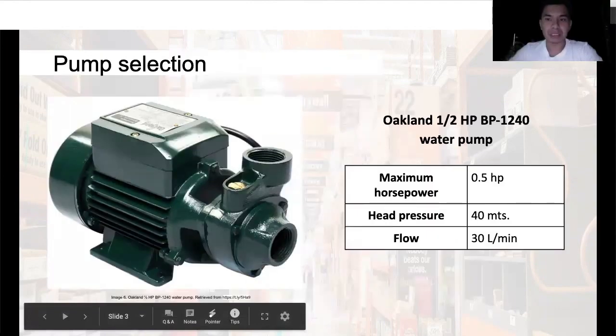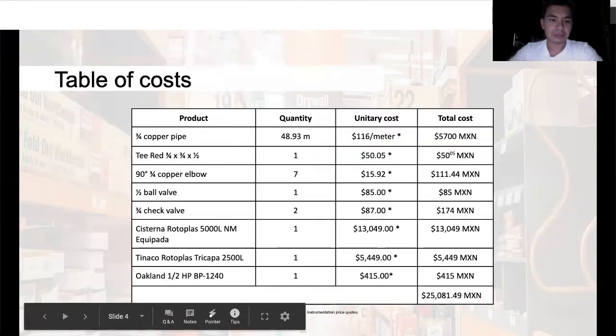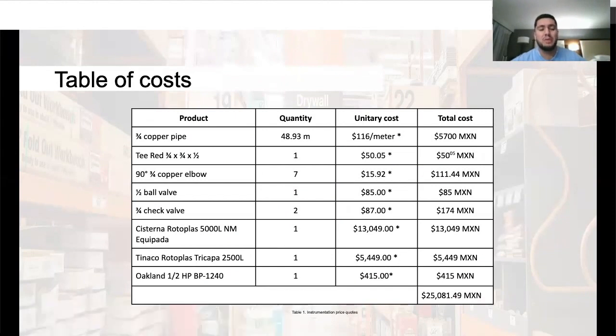Pump selection. The pump selected is the Oakland BP1240 with 0.5 horsepower and a capacity to pump water over 40 meters. Our calculated head loss is about 8.2 meters, so this pump is able to fulfill the requirements. This is our table of costs, where the 3 most expensive components were the 2 tanks and the total of copper pipes, giving us an approximate cost of 25,000 pesos.